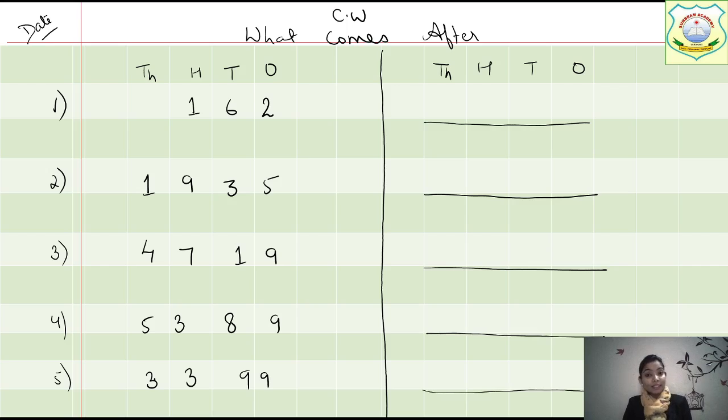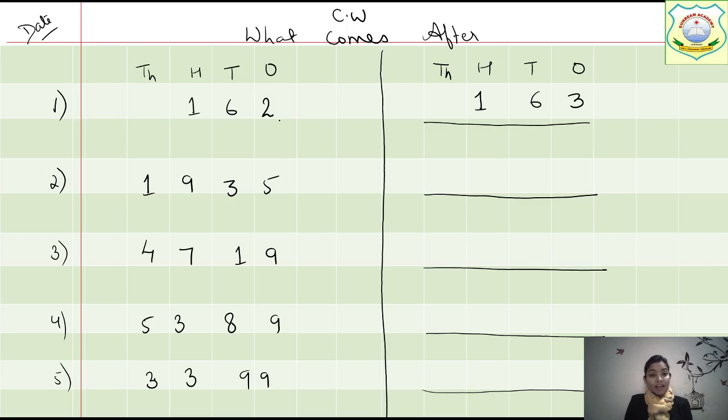162 के बाद क्या आता है? What is after number of 162? That is 2. वंस प्लेस पे क्या होगा? +1 करना. Where we have to add ones place. तो 2 की जगह पे क्या हो जाएगा? 3 and other numbers will be as it is. तो 163. We got 163.